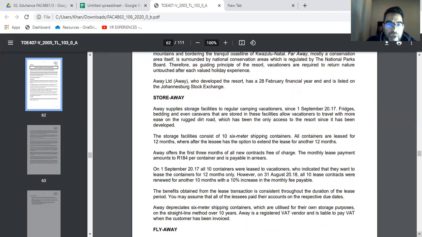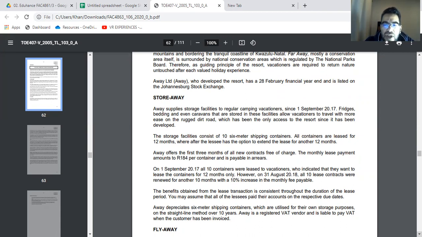So here we have Storeaway. Storeaway supplies storage facilities to regular camping vacationers since 1 September 2017. Fridges, bedding, and even caravans are stored in these facilities, allowing vacationers to travel with more ease on the rugged dirt road, which has been the only access to the resort since it has been developed.